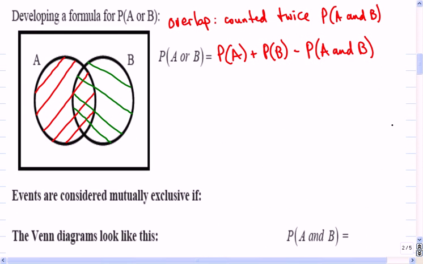Okay, so let's take a look here. Mutually exclusive, the technical way to think of mutually exclusive is that there's no overlap. So the probability of A and B equals 0. And the way you want to think of that is this is when two events cannot happen at the same time.